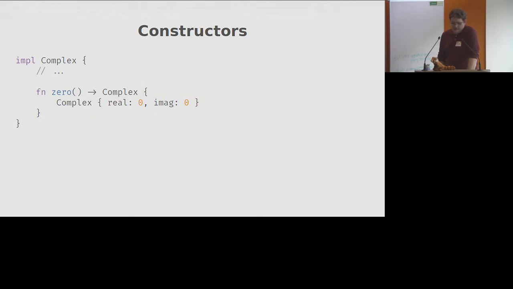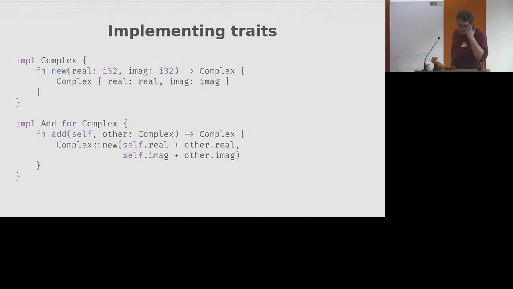Okay. So right now, if we were to try and use our toy function on complex numbers, it wouldn't work. That's because we haven't defined how to add two complex numbers. The way we can do that is by implementing the trait add. So we have our original impl for complex, and then we have another impl for it. We say, I'm going to implement the trait add for the type complex. And then we define the method that's required by the trait. That trait that we saw earlier. We define the method add that takes yourself and another complex number and returns a complex number.